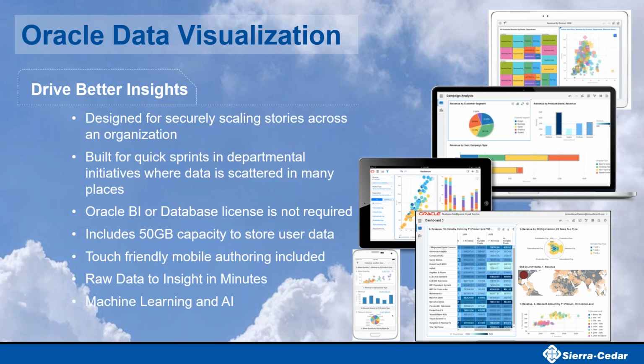And this is known as quick sprints, departmental initiatives, for example, bringing together multiple Excel sheets and combining that with data out of some of your source transactional systems. So really, in just a few quick minutes, you can be seeing all of these signals that we're talking about to drive the better insights that we're looking at on this screen. So, the Oracle BI database license is not required for this tool. It includes a 50 gigabyte capacity to store user data. So really, you can be up, running, and creating the visualizations that you're seeing on this screen, yourselves very easily. It's touch-friendly mobile authoring included. There's raw data to insight in minutes.